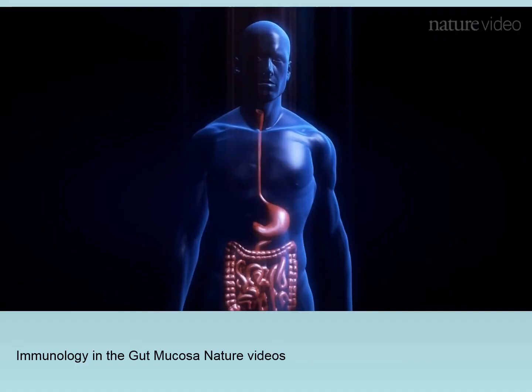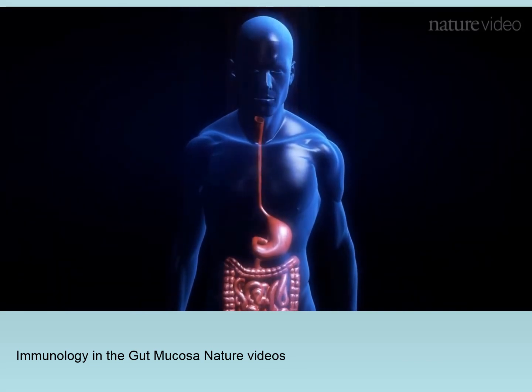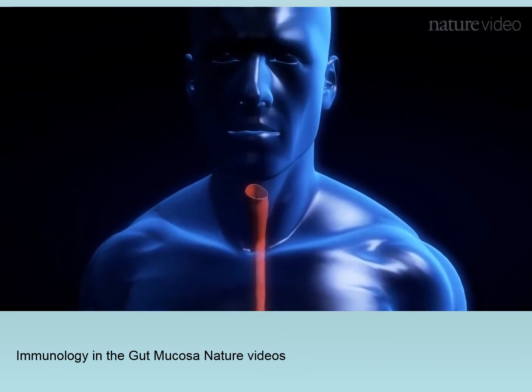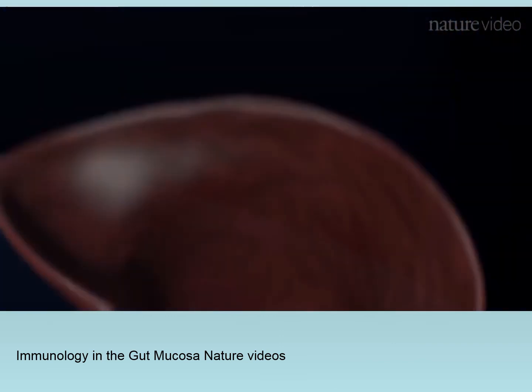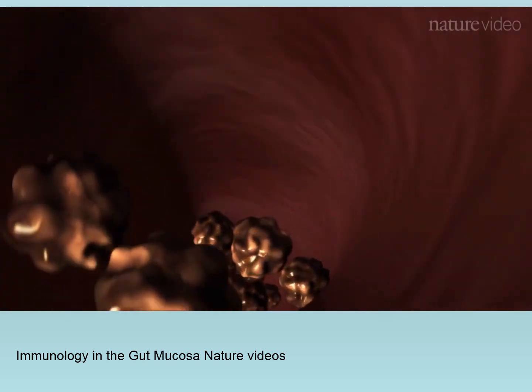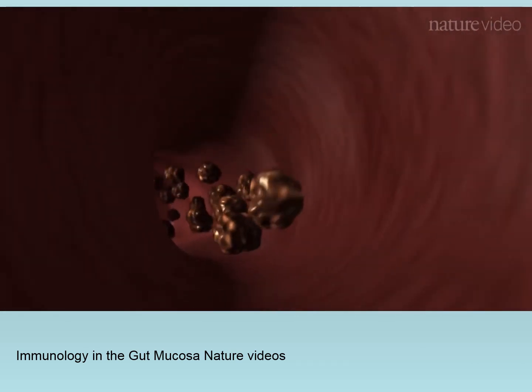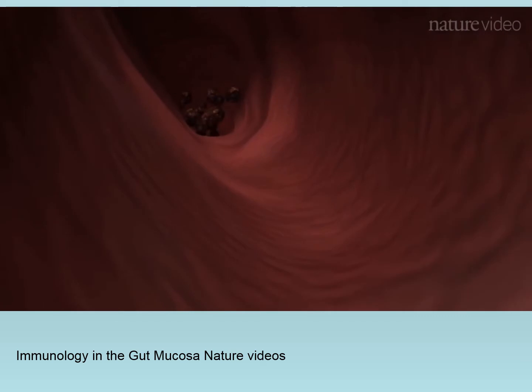Now let's see how these Peyer's patches and M cells actually work in our gastrointestinal tract. The gut is often the body's first point of contact with microbes. With this video, every mouthful of food is accompanied by a cargo of microorganisms that go on to encounter the mucosa, the innermost layer of the gut.